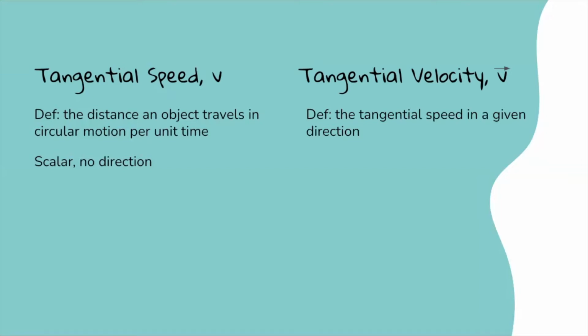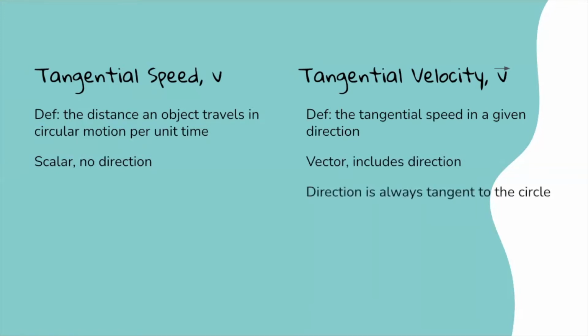If my object is going in a circle and I pick the top of the circle, it's traveling in a different direction than it was at the bottom of the circle. Tangential velocity is the speed plus direction. And here's how we remember the direction. It actually has it in the name. Tangential as a direction means tangent to the circle.